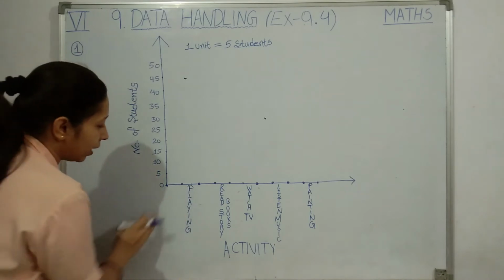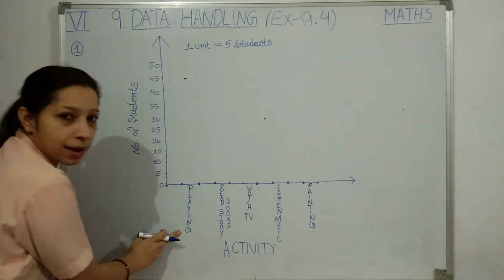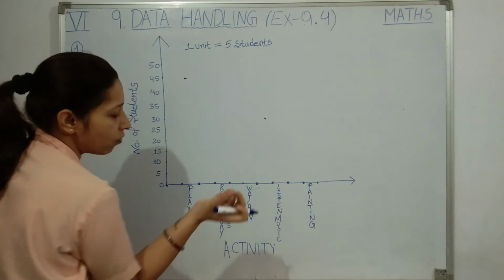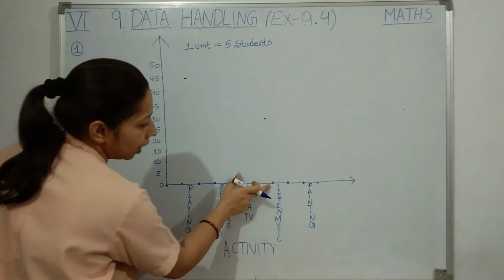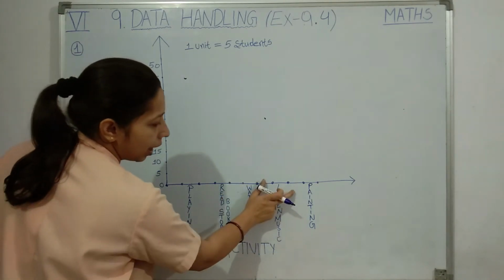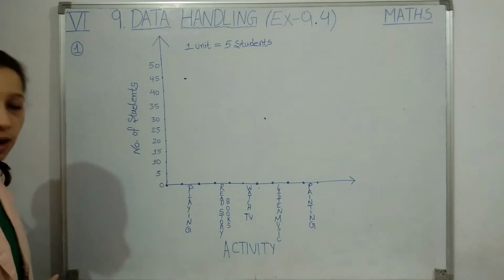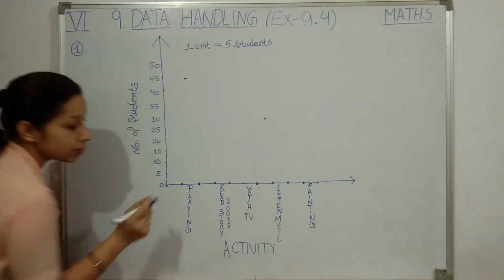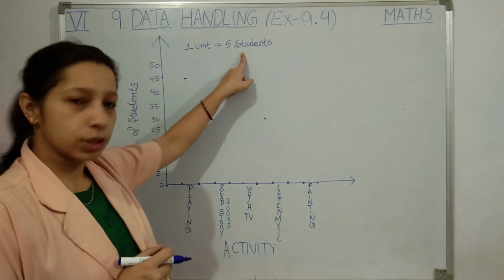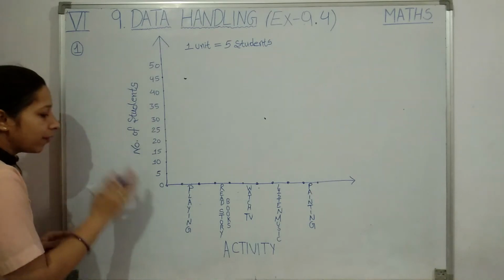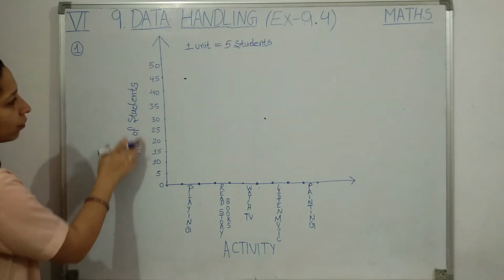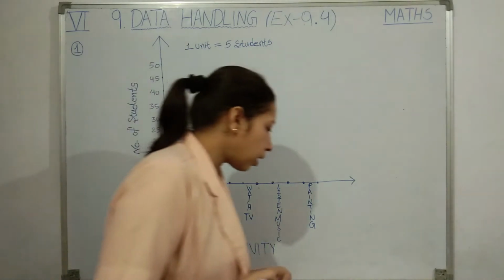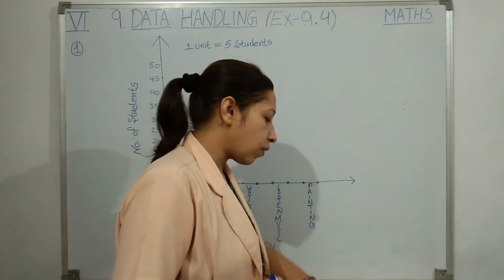So activities. The first activity I have taken is playing, as given in your textbook. The second activity I have marked is reading storybooks. Then again I have left one equal spacing. Then watching TV. Then again leave space. Listening music. Again one box space. Then painting. Understood students? Now for your y-axis always start from 0. Here it is showing 1 unit equal to 5 students. So directly we can take 0, after 0, 5, 10, 15, 20, 25, 30, 35, 40, 45, 50. You can see in your table which is the highest value given for number of students.